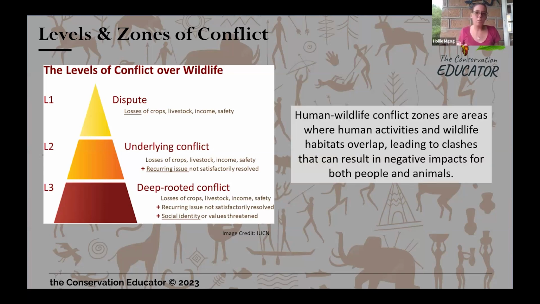So what are human-wildlife conflict zones? These are areas where human activities and wildlife habitats overlap, right? We might build a road through a wildlife corridor. We might plant crops next to a waterhole. What happens? You have clashes between the wildlife and the people. That results in negative impacts, not just for people, but also for the animals. All of those can be level 1, level 2, or level 3.